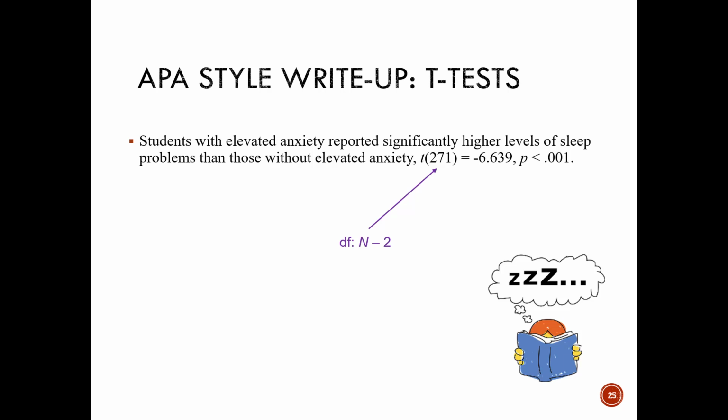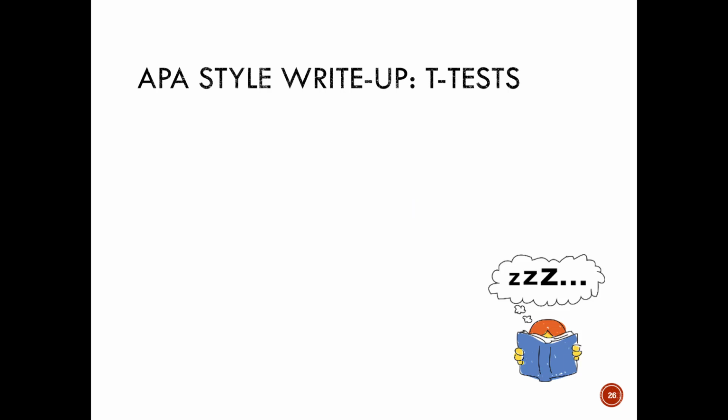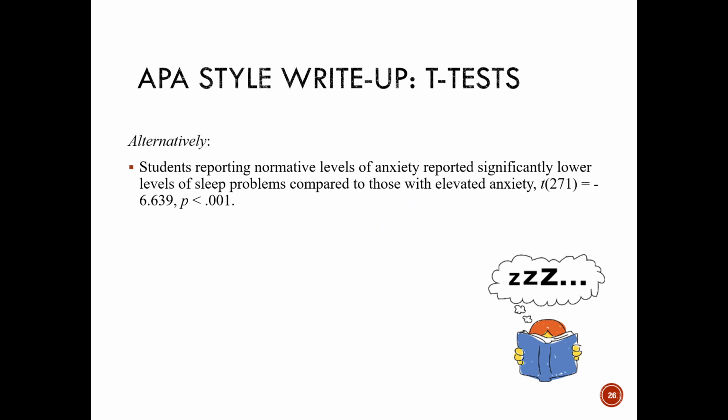Now, you may be wondering, it kind of looks awkward like this because the alternate hypothesis we gave RStudio was in the other direction, where we're saying that the no group is less than, so lower than, the yes group for anxiety. And so if you wanted to rewrite it, here's an alternate statement that you could do. It's the same thing. Students reporting normative levels of anxiety, so those falling into the no category for the anxious variable, reported significantly lower levels of sleep problems compared to those with elevated anxiety, and then you can report the statistics there. And so either is fine.